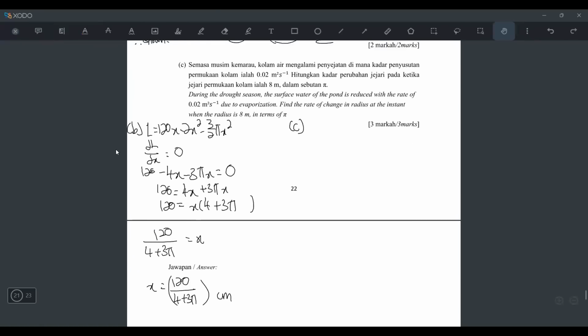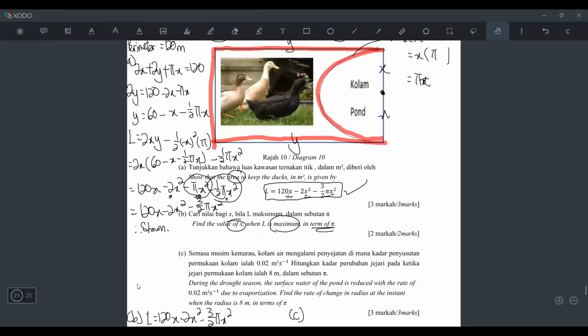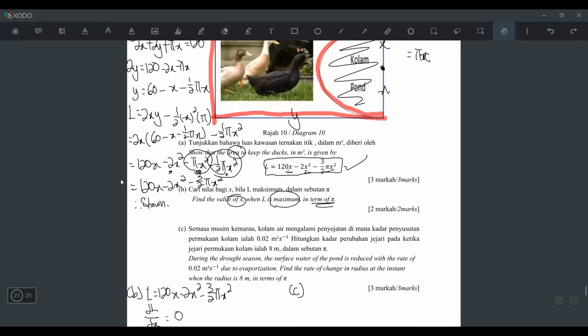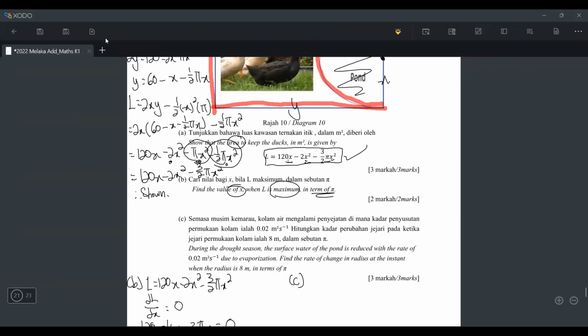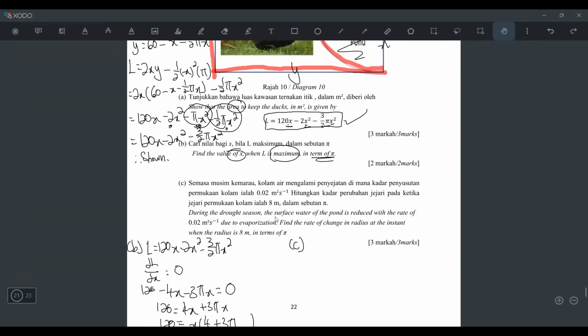Let's continue with C. During the drought season, the surface water of the pond. Oh, I think it's referring to this pond. So the surface water of the pond is reduced with the rate of 0.02 due to evaporation. Find the rate of change in radius at the instant when the radius is 8 meter. So during the drought season, what happens is this pond's surface area starts to get smaller, right? And it says that the surface water of the pond is reduced with a rate of 0.02.